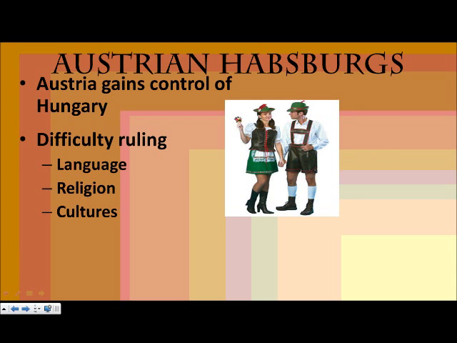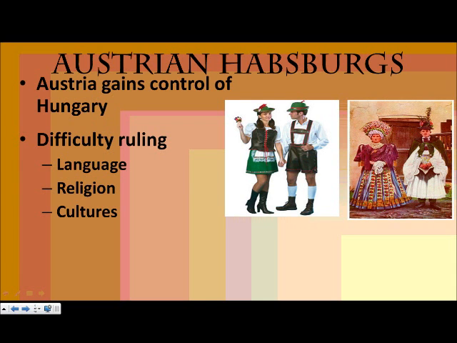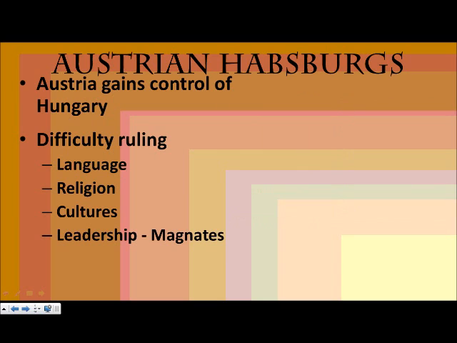Just general culture and way of doing things. Austrians are very Germanic. They wear lederhosen and eat schnitzel. The Hungarians just have a different culture where they wear flowers on their head. Also, the style of leadership that each group is used to.